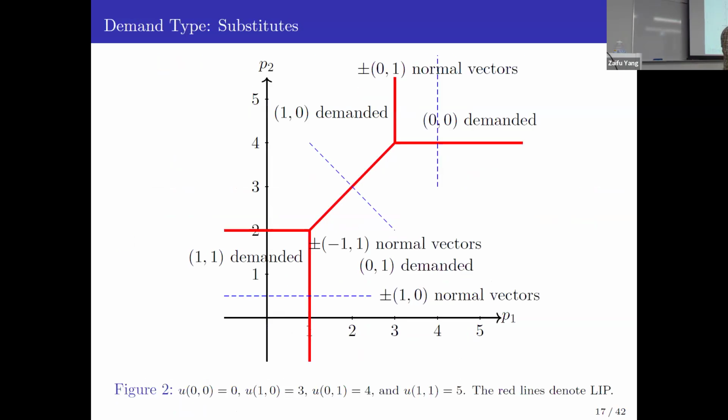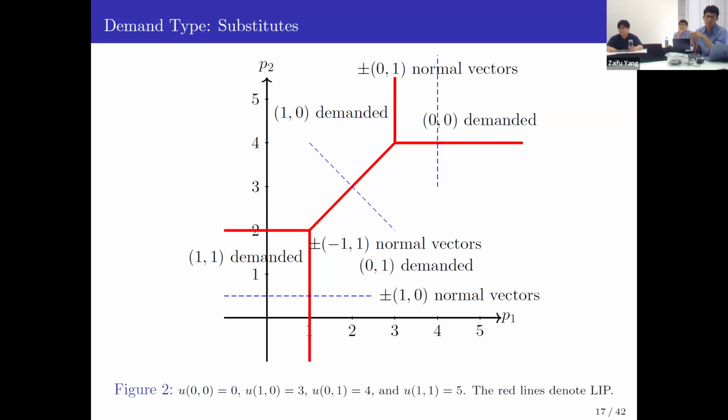Let's look at the next picture. Then you will have a better understanding. Look at this area, above 3 and above 4. In this area, the first bidder will demand nothing. 0 is the unique demand bundle. In this area, (1, 0) is the unique demand bundle.